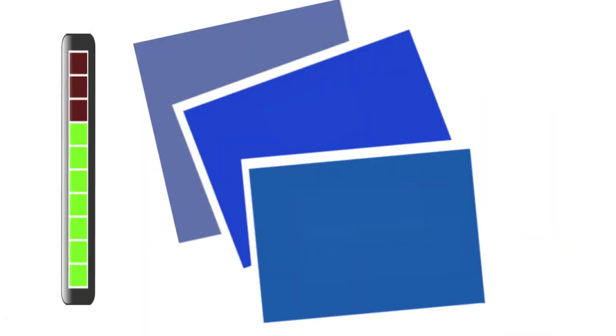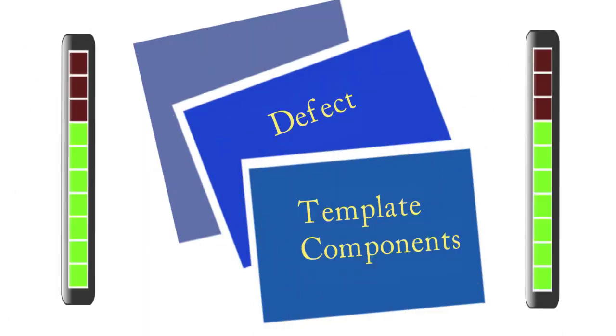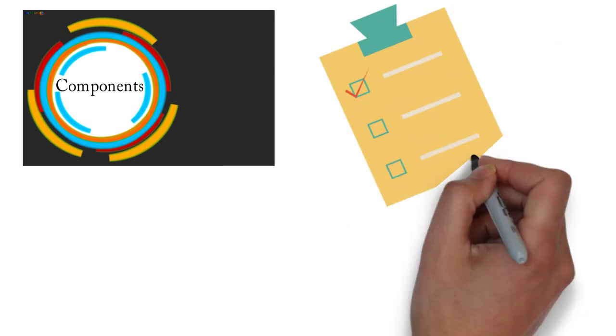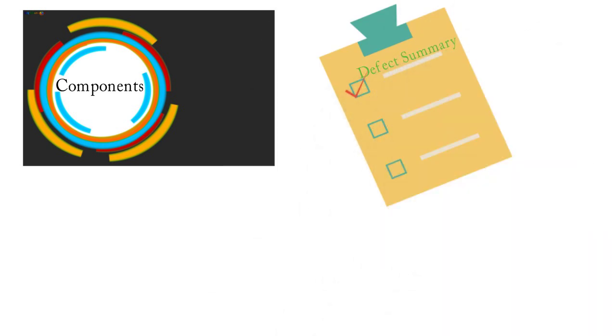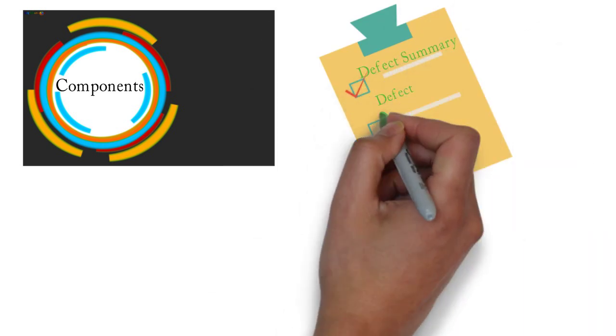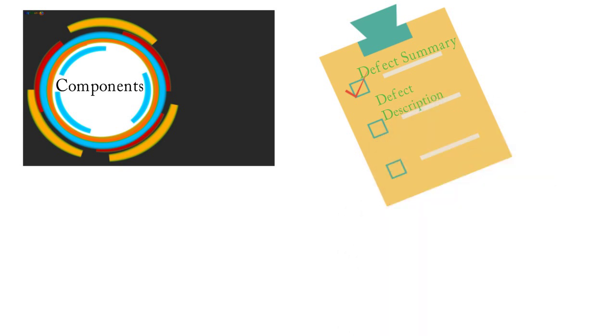Okay, first let's discuss the different components of a defect template. The first component is defect summary. We can mention the summary of the defect here. The second component, defect description. The description or the details of the issue can be mentioned here and it should be very clear. The third component is expected result. The details of expected behavior from the system for the mentioned issue can be given here. The fourth component is actual result. The details of actual behavior from the system for the mentioned issue can be given here.